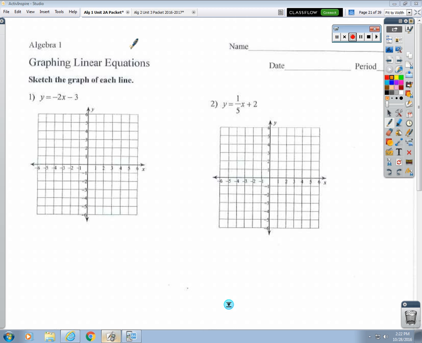Okay? So watch. This is in the form y equals mx plus b. That is the equation of a line. It is also known as slope-intercept form. The reason we call it slope-intercept form is because within it you can find a slope and a y-intercept. Slope is represented by the letter m.